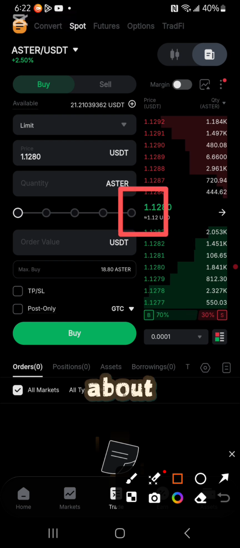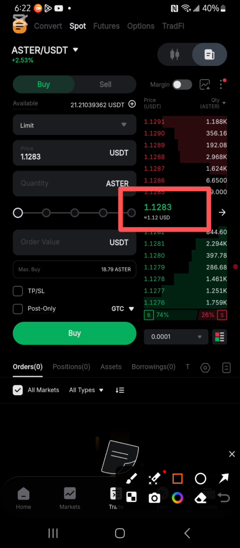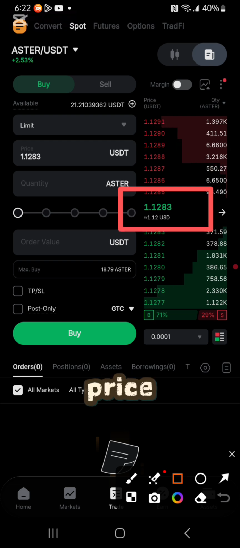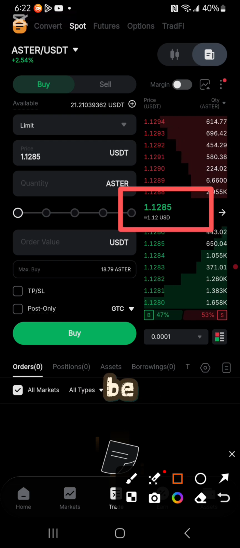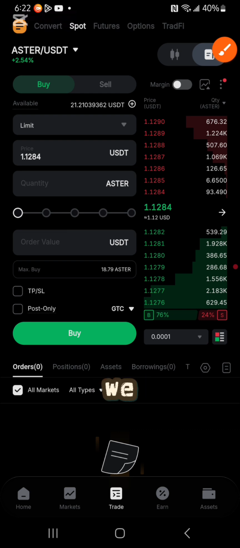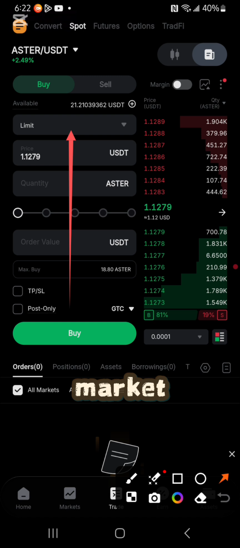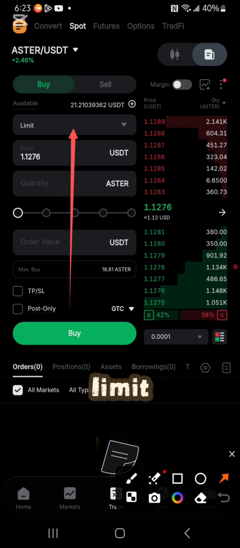Right now the coin is about 1.1280 approximately. If you are going to buy it at this price, the fee might be very high in some scenarios. So that's the more reason we will need to use a limit order to place this buy order below the current value of the market. As simple as that. That is where you will need to switch this to limit. If yours is on market, switch it up to limit.